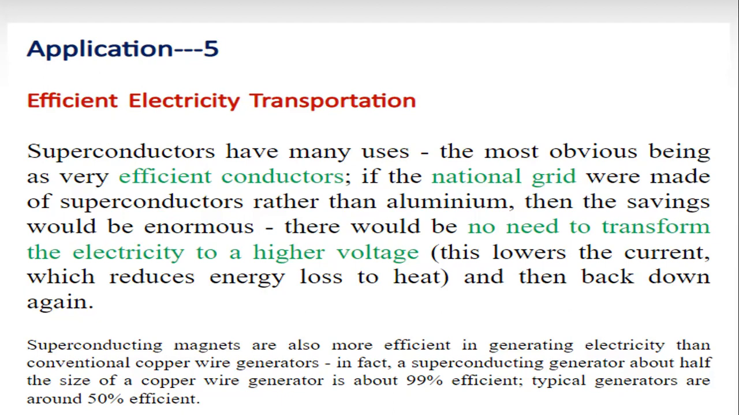Now these are only a few applications we have discussed. There are numerous applications which have been used for different purposes in day-to-day life. So with this, I will take a leave. Just now we discussed superconductivity. In the next class, we will discuss some numericals related to superconductors, and also we will discuss BCS theory.